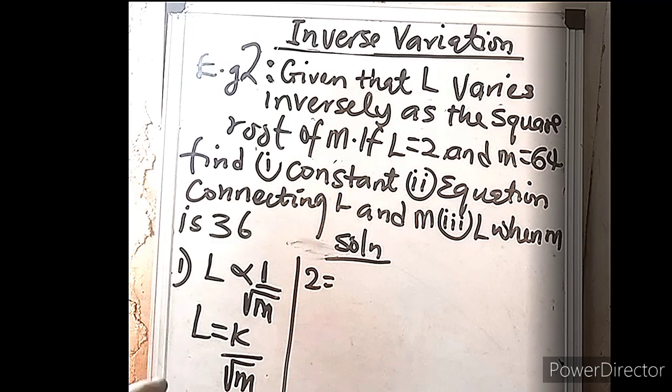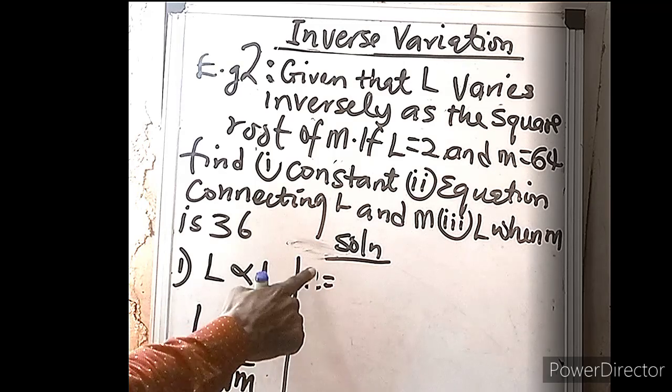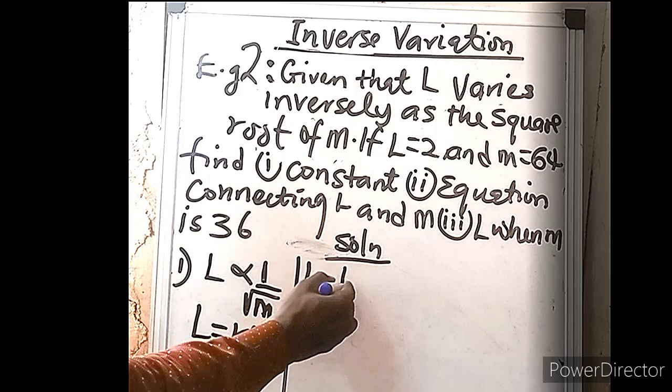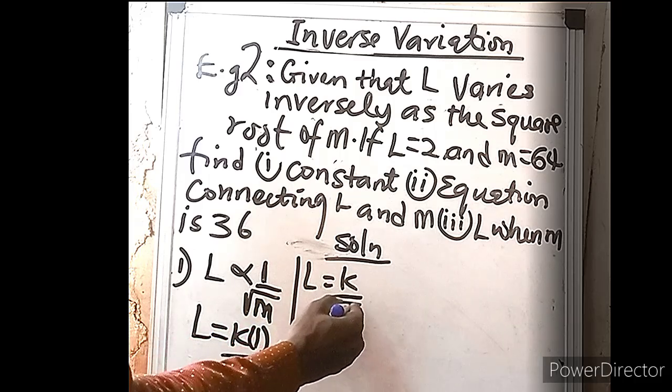We replace the varies with equals k, which is 1 over square root of m. Okay, let's put it there for some reason. The person might be wondering. So at the end of the day, this will now give you L equals k over the square root of m.